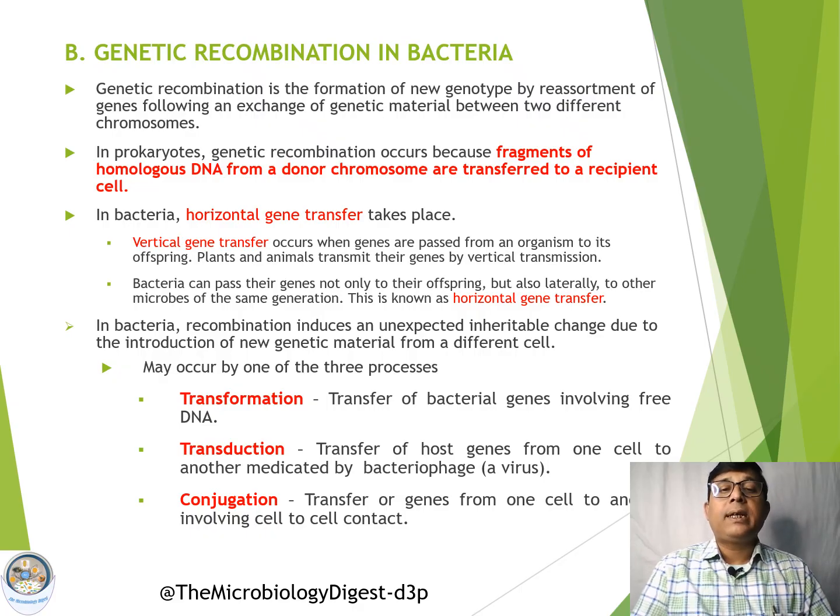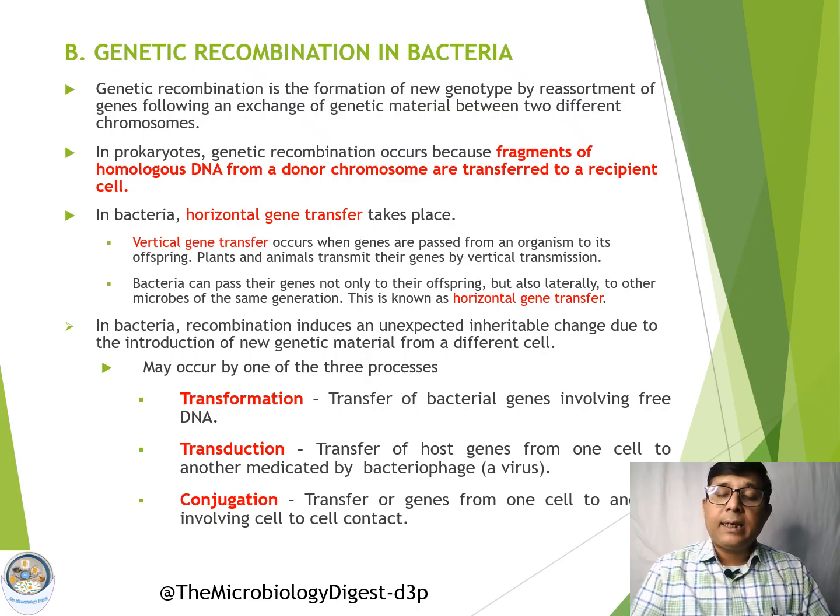Now, in prokaryotes, genetic recombination occurs because fragments of homologous DNA from a donor chromosome are transferred to a recipient chromosome. This is the main mechanism in prokaryotes. In bacteria, this is said to be horizontal gene transfer. Vertical gene transfer, you all know, is the transmission of genetic information from parent to offspring. But in bacteria, the genetic information can be transferred horizontally.